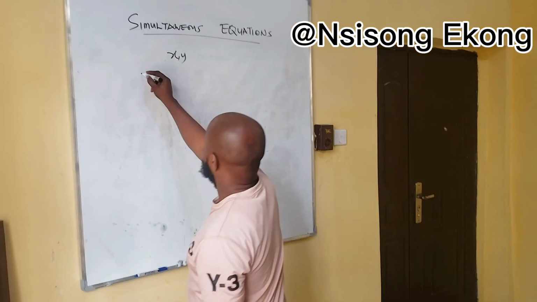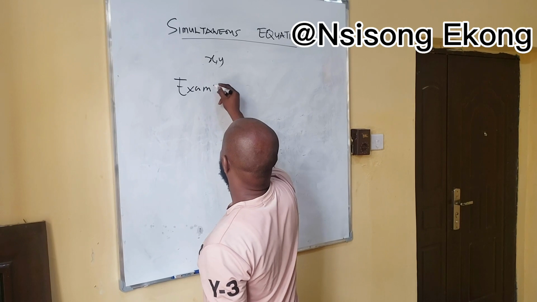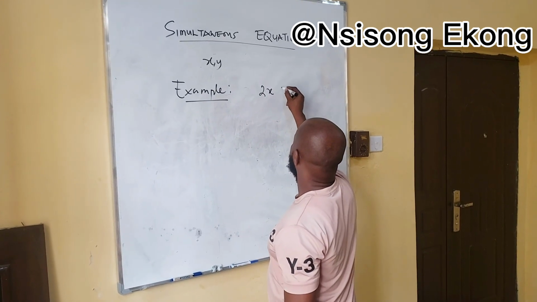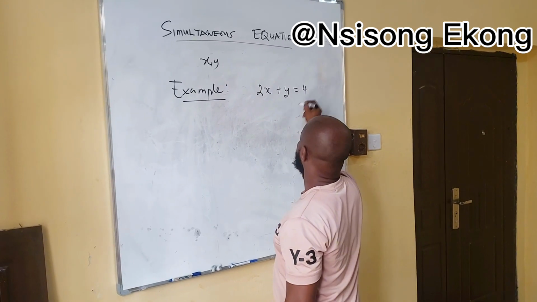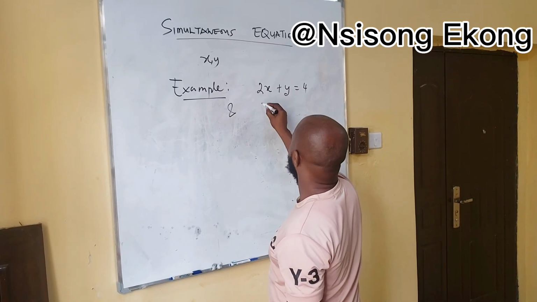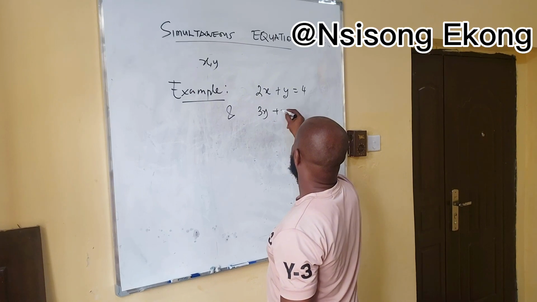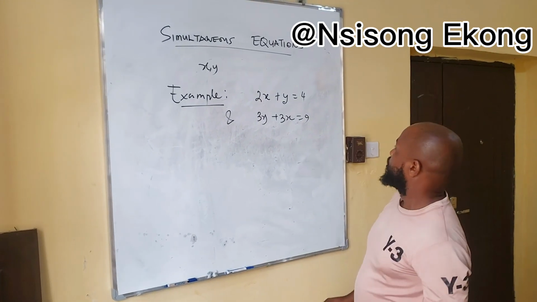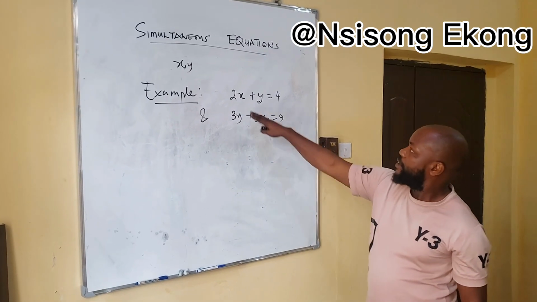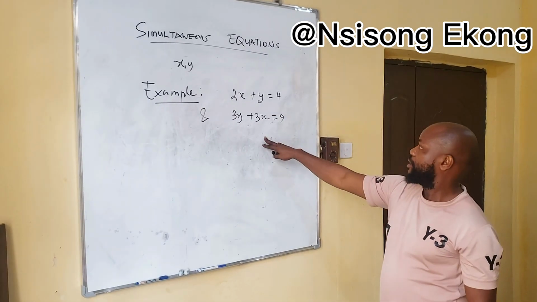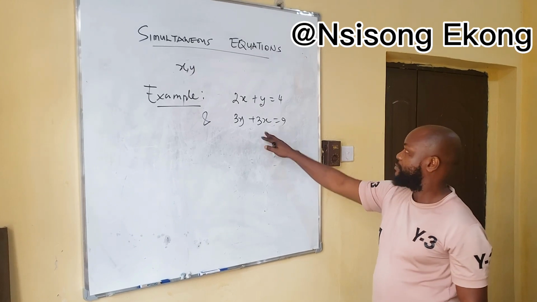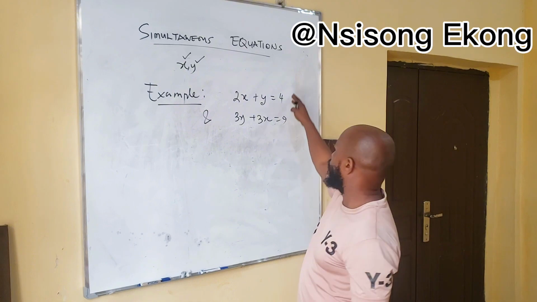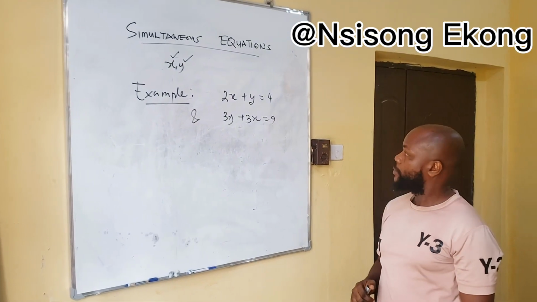For example, if we have 2x plus y equals 4, and we also have 3y plus 3x equals 9. We have two systems of equations, and here we are expected to get values for x and values for y based on these two equations.